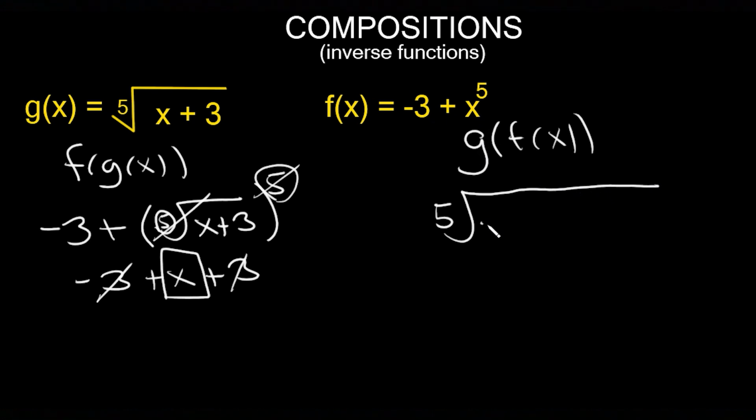So I'm going to write -3 plus x to the 5th power. And then I'm left with this +3 right here. Okay, so I have to write plus 3. Now, -3 and +3, those are going to cancel out. So I'm left with the 5th root of x to the 5th power. And these will cancel out. Since I have a 5th root here and I have x to the 5th power, the exponent will essentially cancel out as well as the 5th root.